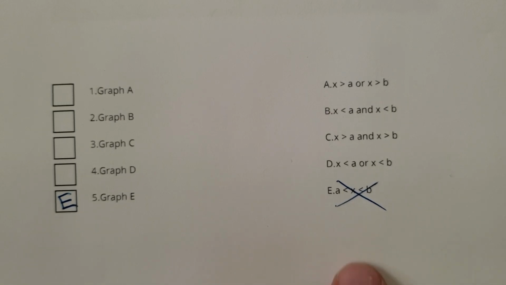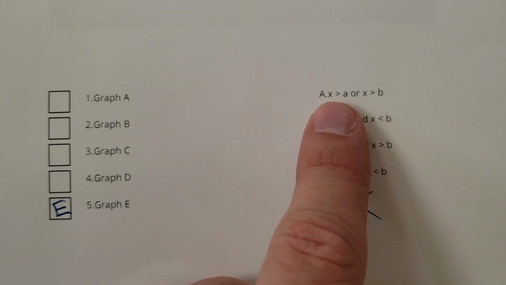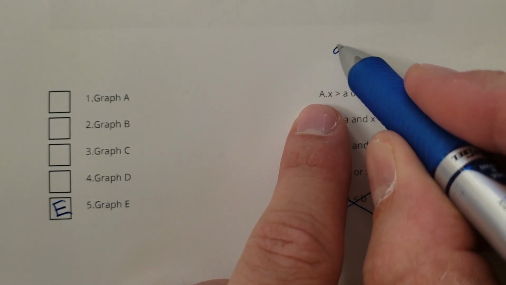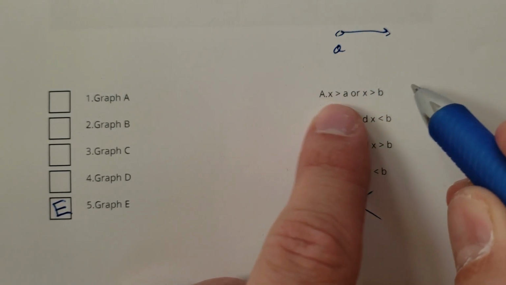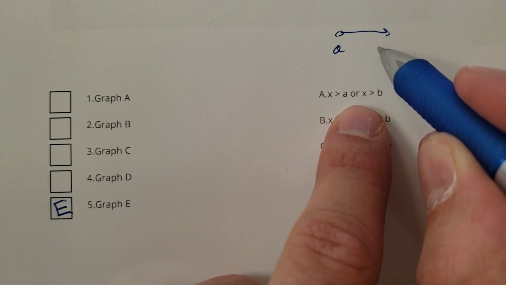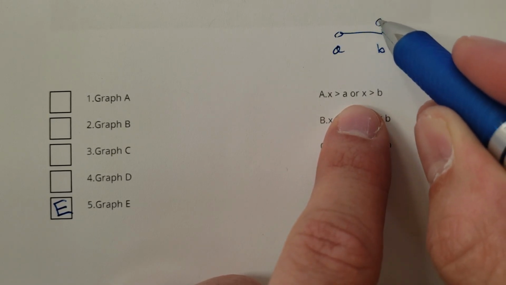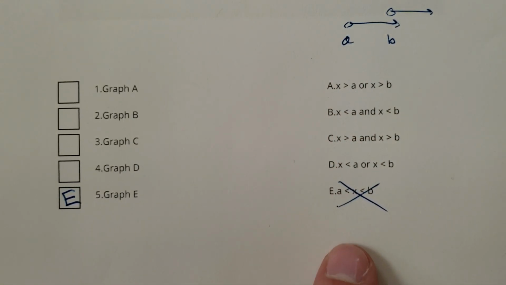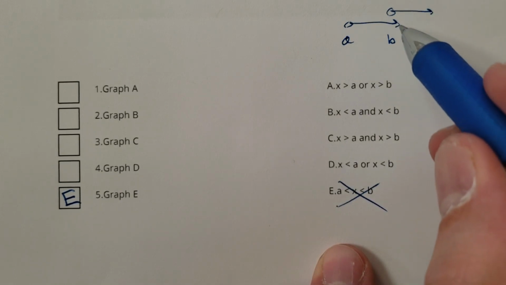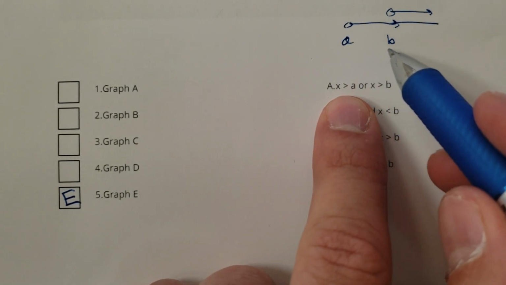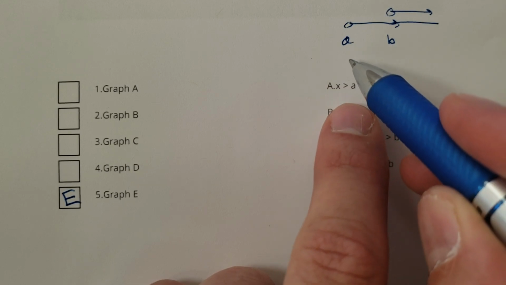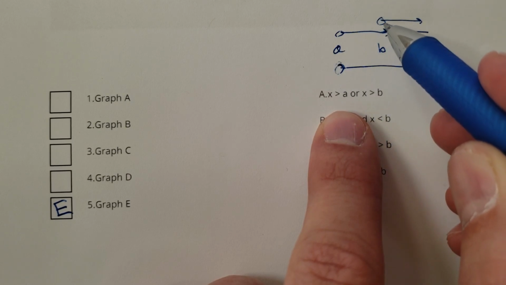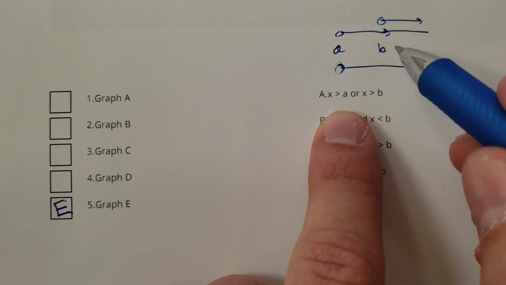Let's just go one at a time here. X is going to be greater than A, so here's A. Or X is going to be greater than B, so here's B. If it's A or B, I think that means you can just combine them on one graph. So if you have graphs that are greater than A or greater than B, you can put those together on one super graph. Since they overlap right here, they go together here.